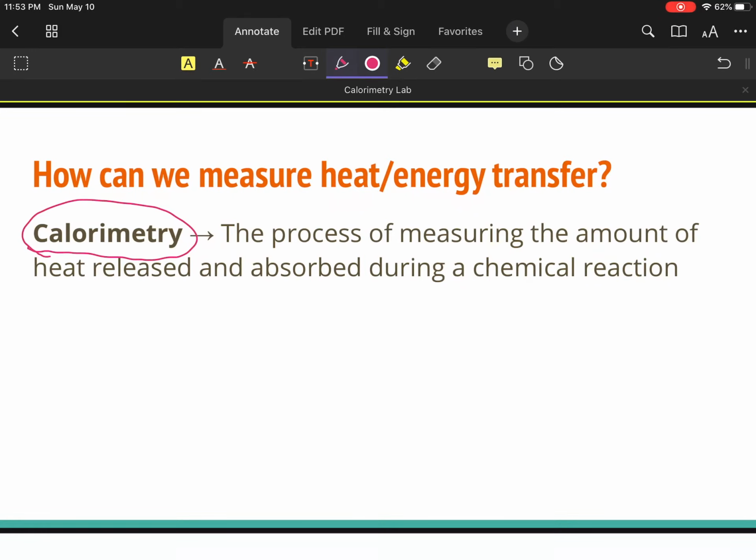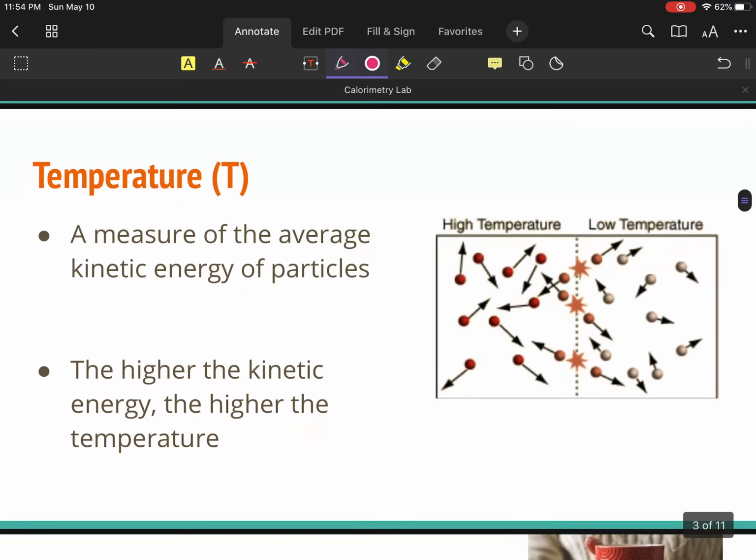This is a lab technique that we're going to do a little virtual lab on. And it's basically the process of measuring the amount of heat that's transferred during some type of chemical reaction. Okay, so it's either heat that's being released or heat that's being absorbed in that chemical reaction. So let's review just a couple terms real quick before we get into the specifics of calorimetry.